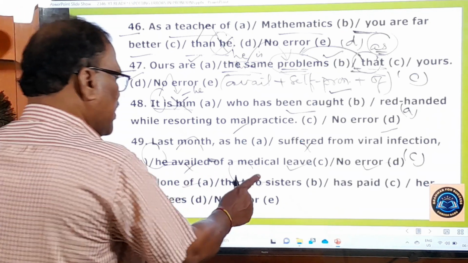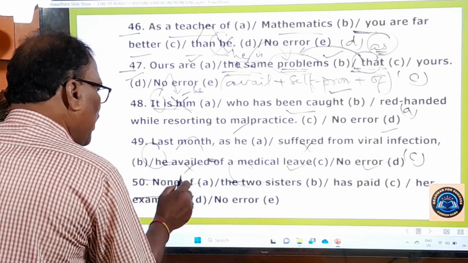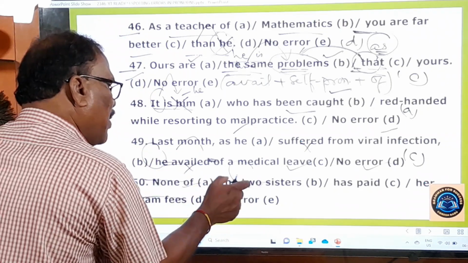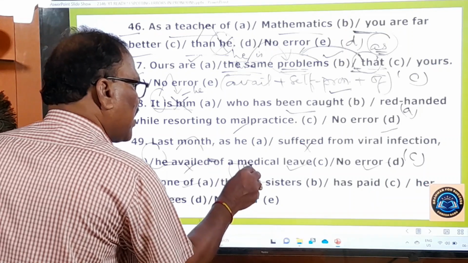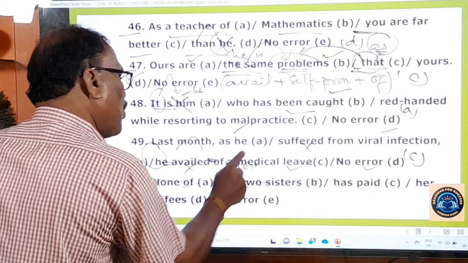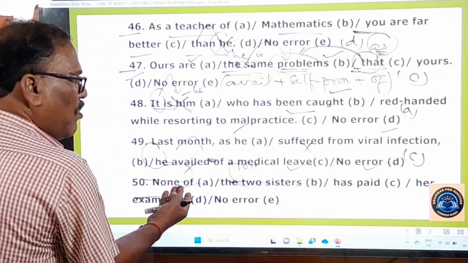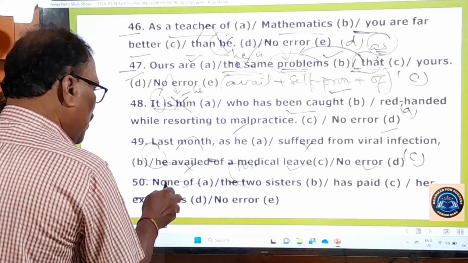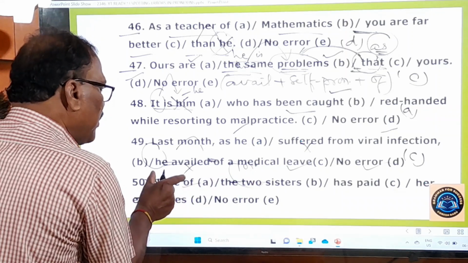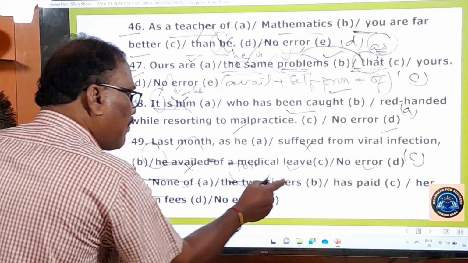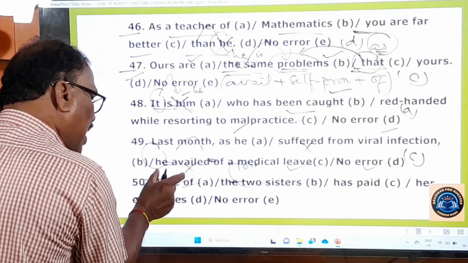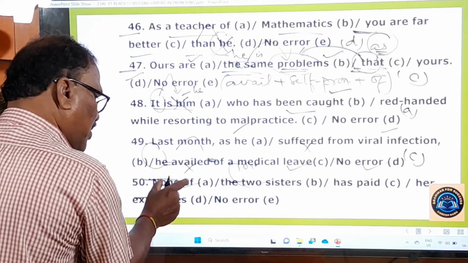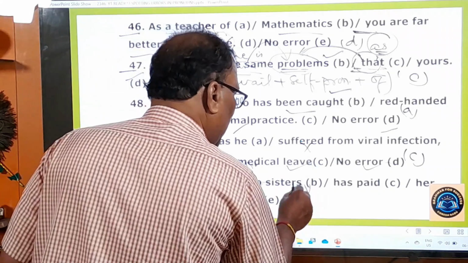So here only two persons are there. Instead of using neither of, he has used none of. Had there been more than two, for example, four sisters, then this is correct. None of the four sisters, this is correct. Only two, since two sisters are here, you should say neither of. There should be neither of the two sisters. So this neither of must have been here, but none of is used here. That's why this A part is a mistake part.